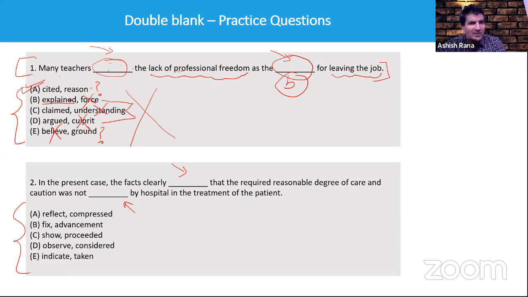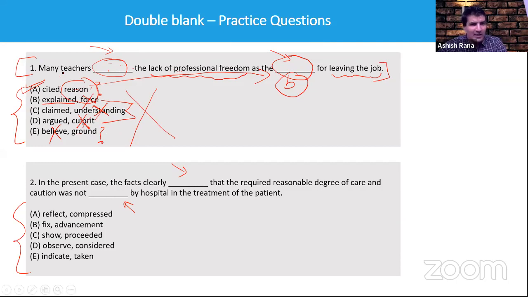When I looked at the options, it said many people, and they say professional freedom as the force for leaving the job. Wrong. How can lack of professional freedom be force? Understanding for leaving the job, culprit for leaving the job? No. Reason seemed to me the best option that can fit here. And even the first option, many people believe, no, that's wrong. So therefore we said okay, first option. I'll move to the second question now.